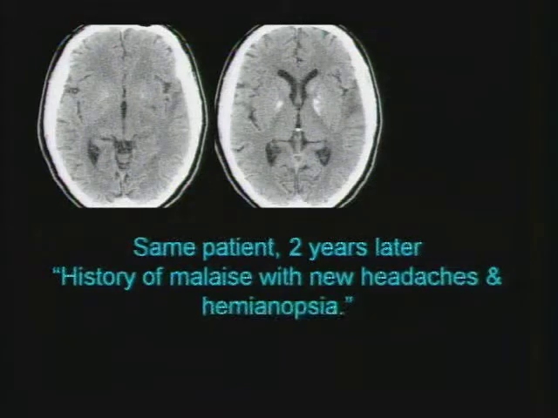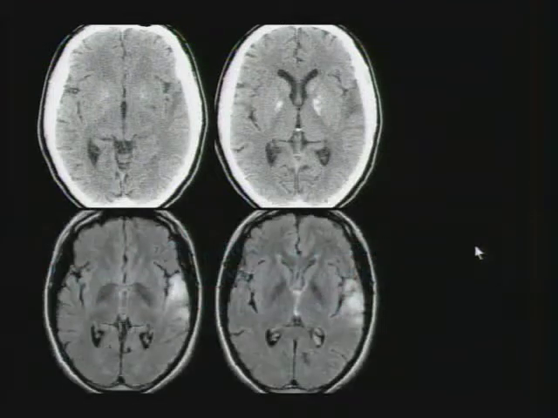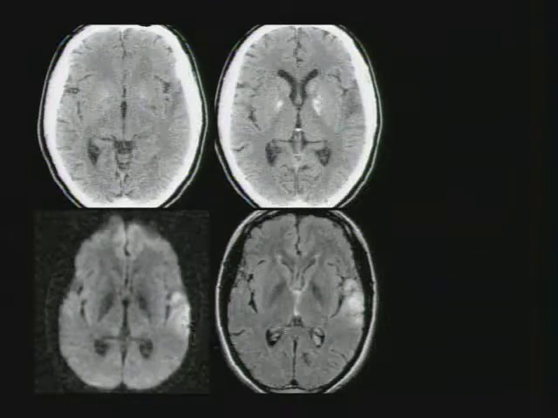This woman comes back 2 years later with a history of malaise and new headaches and hemianopsia. And remember, she had the occipital infarct and occipital hyperintensity. She now has new low density in the left temporal lobe. Here it's confirmed on MR, and she had a diffusion-weighted study done as well, bright on diffusion, low on ADC. This was a true infarct, so she has a new infarct.